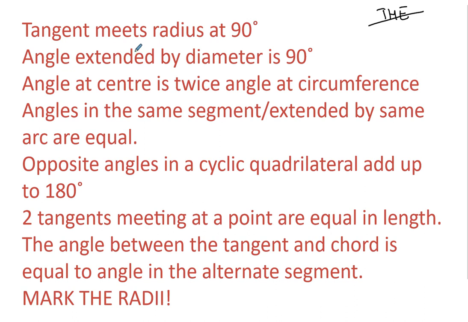Angle extended by diameter is 90. Angle at center is twice angle at circumference. Angles in the same segment, or extended by the same arc, are equal. Opposite angles in a cyclic quadrilateral add up to 180. Two tangents meeting at a point are equal in length. And the angle between the tangent and chord is equal to the angle in the alternate segment. And then, of course, importantly, mark your radii.